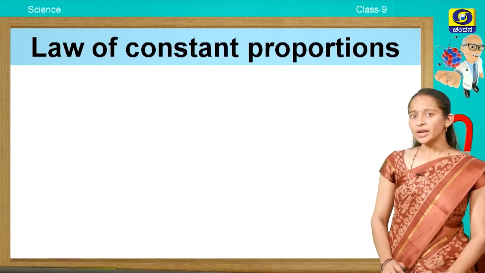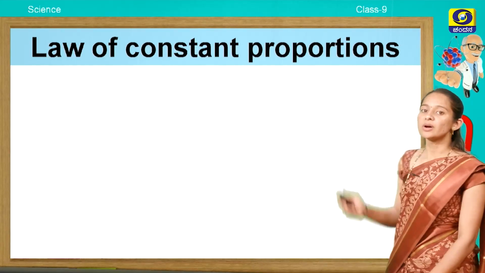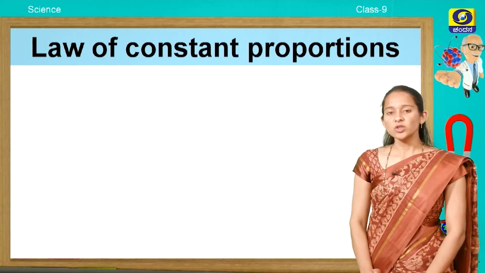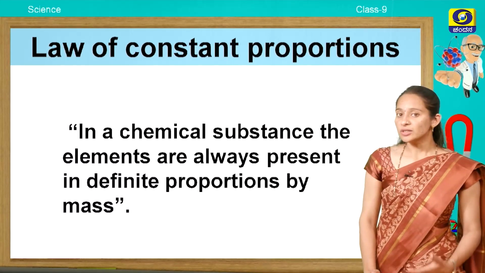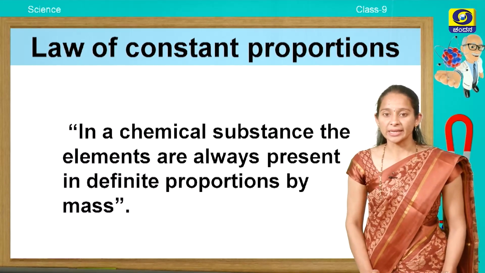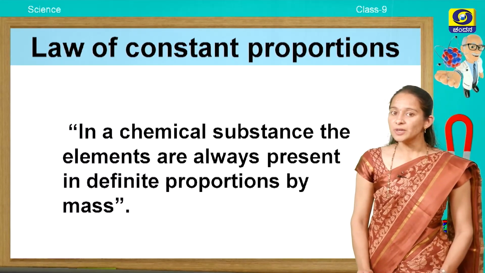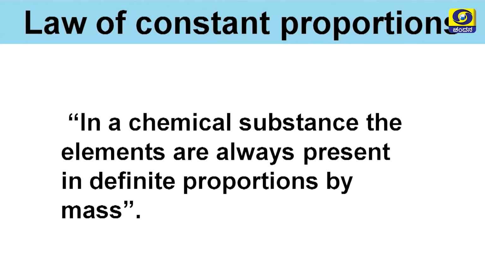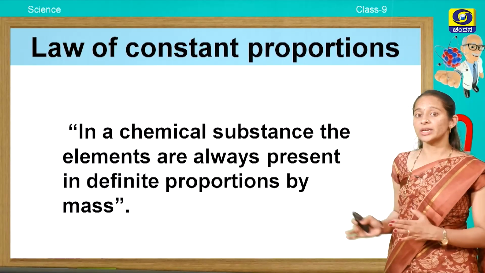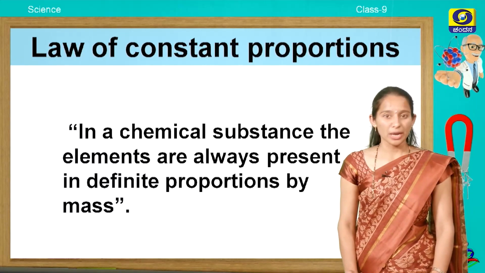There is another law under the laws of chemical combination, that is the law of constant proportions. What is this law of constant proportions? The law of constant proportions states that in a chemical substance, the elements are always present in definite proportions by mass. So in any chemical substance you take, elements are always present in definite proportions by mass.